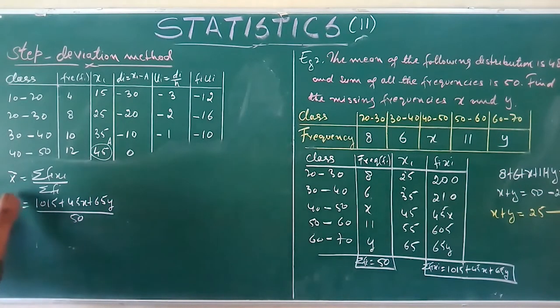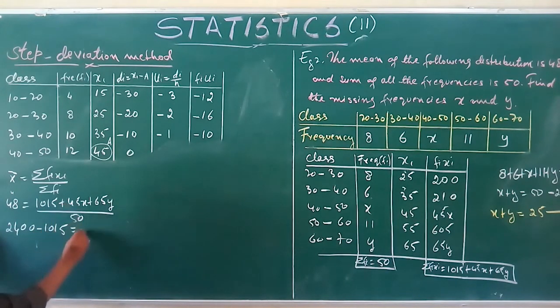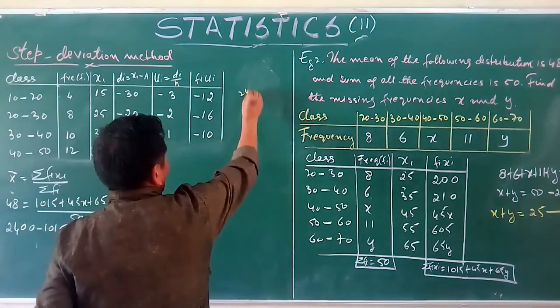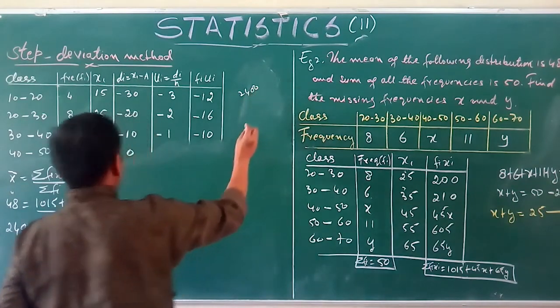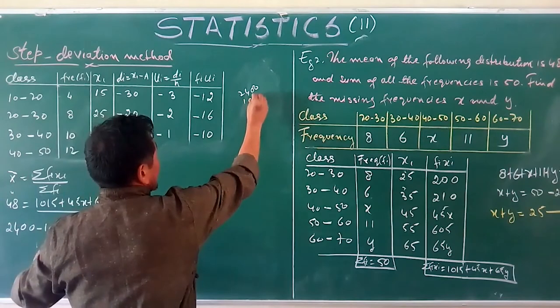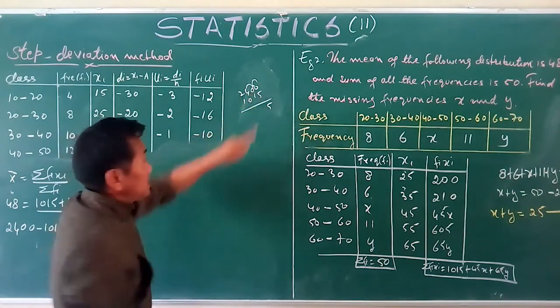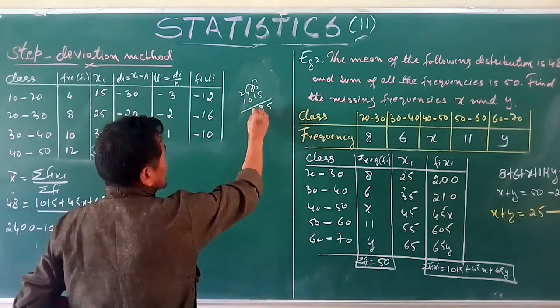So the cross multiply, 55 times 48, 5 4s are 20, 21, 22, 24. So 2, 4, 0, 0. So you can see how to do this. 1015, which is equal to 45x plus 65y. If we subtract 2400 and 1015, we get 1385.